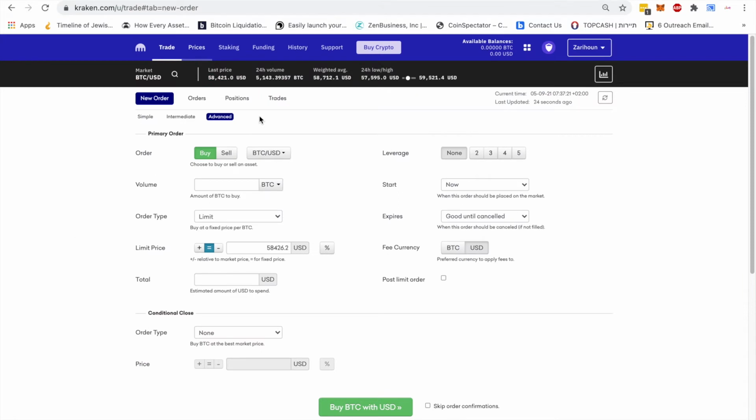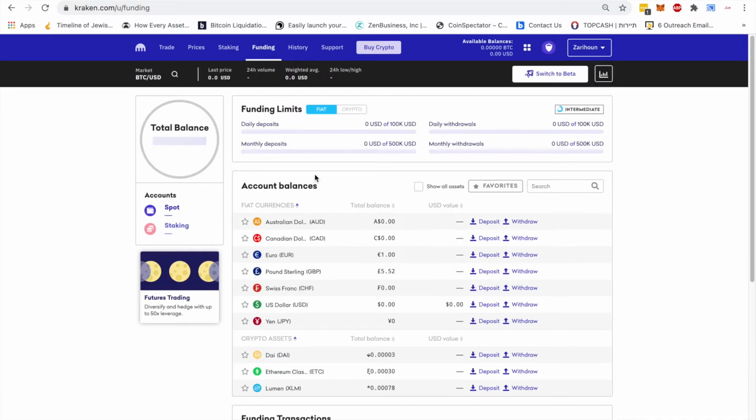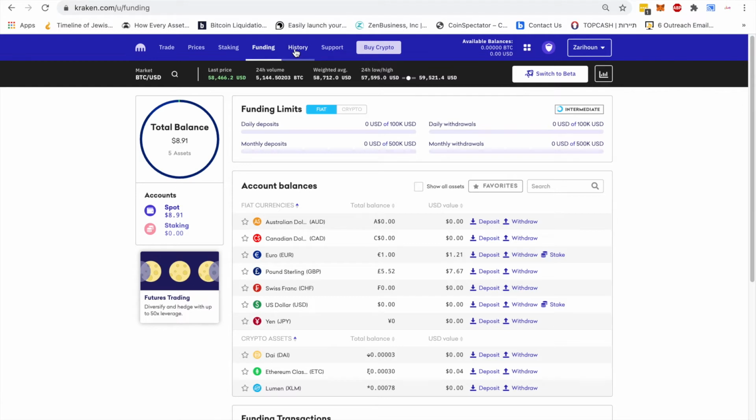Now, if you go back here, we have the option to fund your account. You have the ability to fund in multiple currencies: Australian dollar, Canadian dollar, euro, pound, Swiss franc. You can also deposit via wire or even credit card. Please bear in mind, if you use a credit card, there is an additional fee charged by a third party. Also, you have the history.